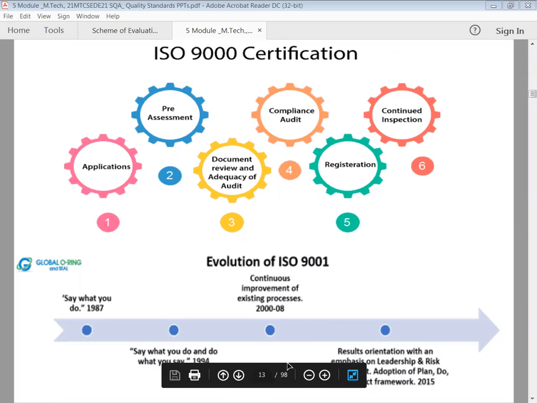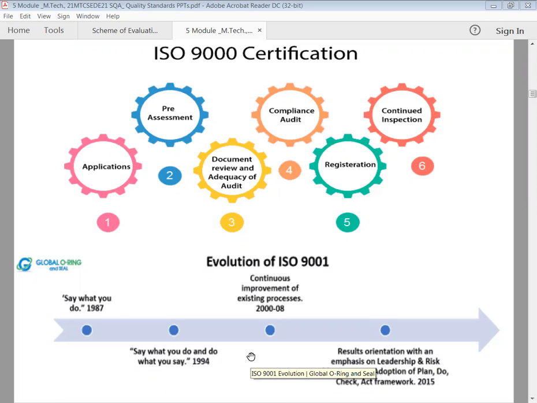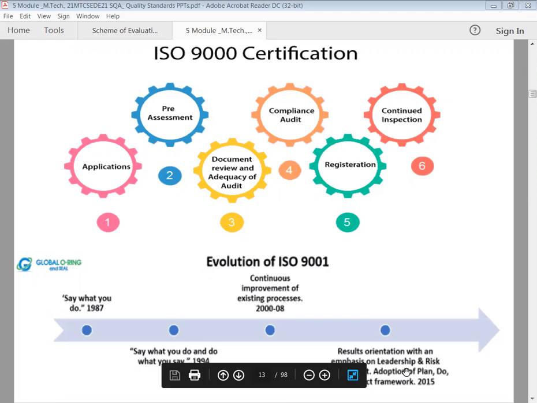So whatever standard you are following, say the efficiency is 80% this year. Next year it should come to 85%. Next year it should increase to 90%. So you should show continuous progress in your process. And during 2015, result orientation, leadership and risk analysis. So these are the slogans proposed by ISO during different terms.